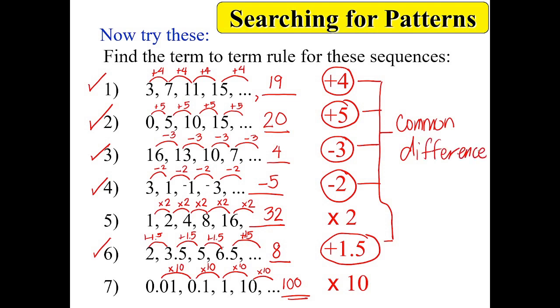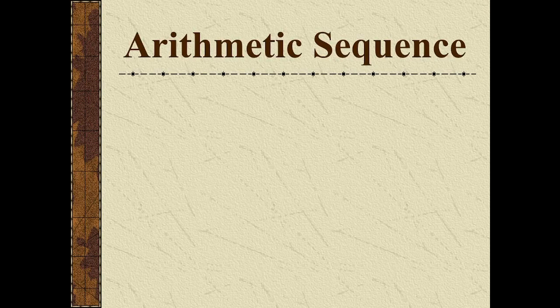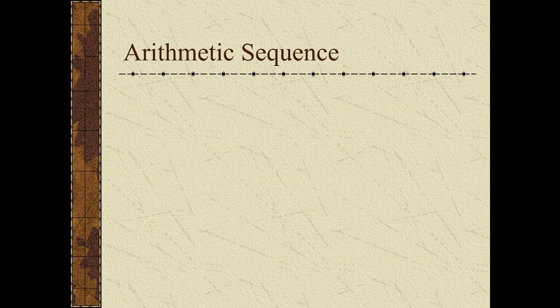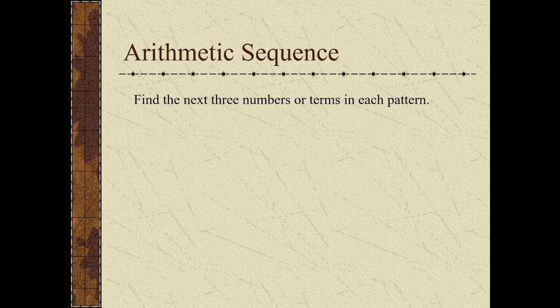Okay? So just take note of the terms I am using now. The number being added, whether it's positive or negative, that is the common difference. Now, let's go back to our arithmetic sequence. Find the next 3 numbers of this pattern or this sequence.